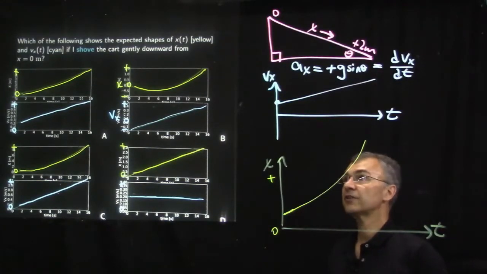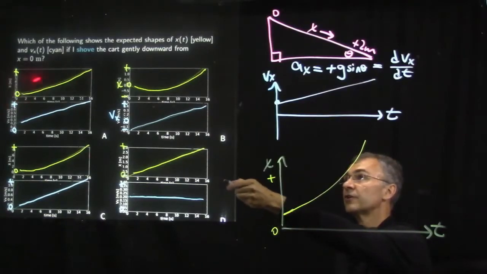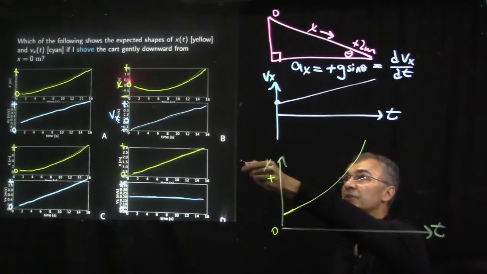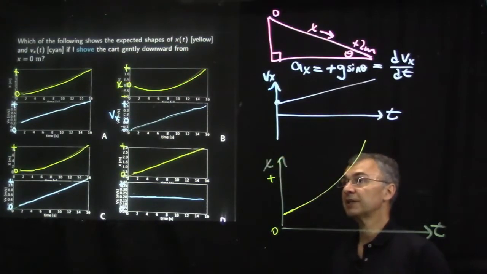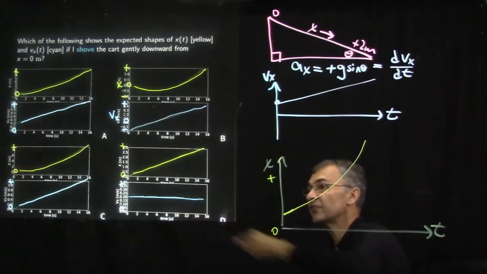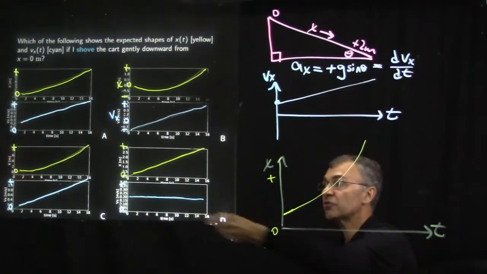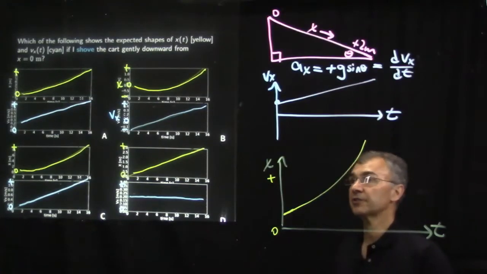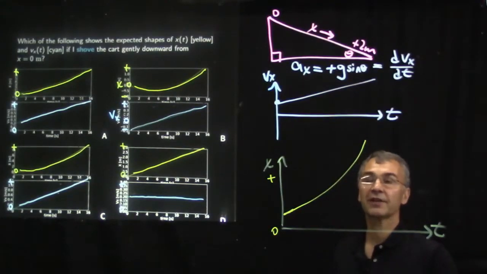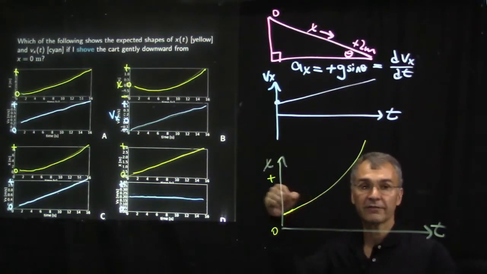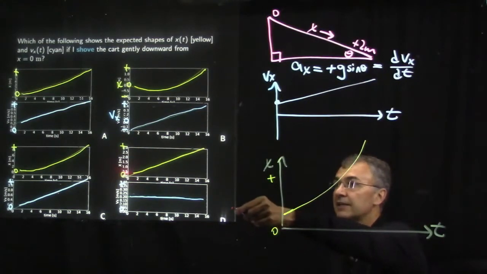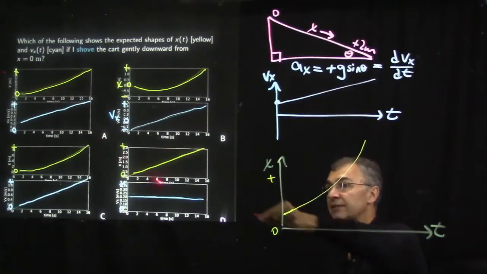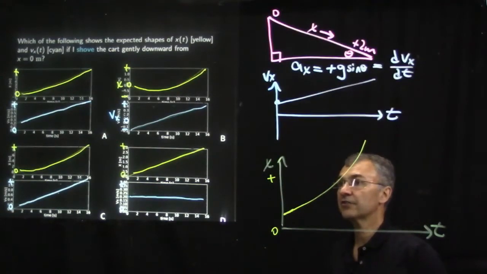Well, let's see. Here's position going from 0 to positive. Here the position decreases and then increases. I don't think that makes sense. I don't like B because the position starts out decreasing and then increasing. I don't think I like C either because the slope starts out close to 0. And I think this slope should start out positive, because we gave it a shove downhill. We didn't just let it go, we gave it a shove. And so I think that probably leaves alpha and delta as options.